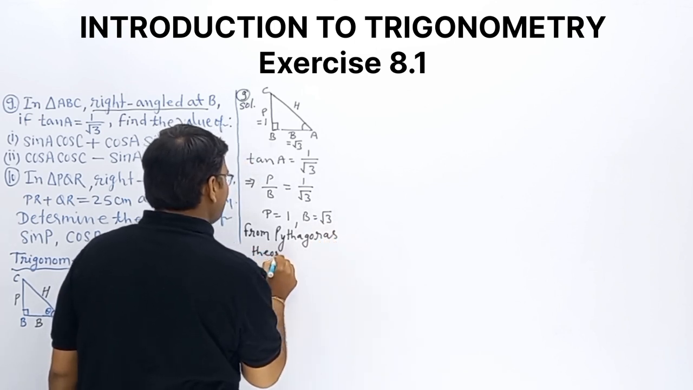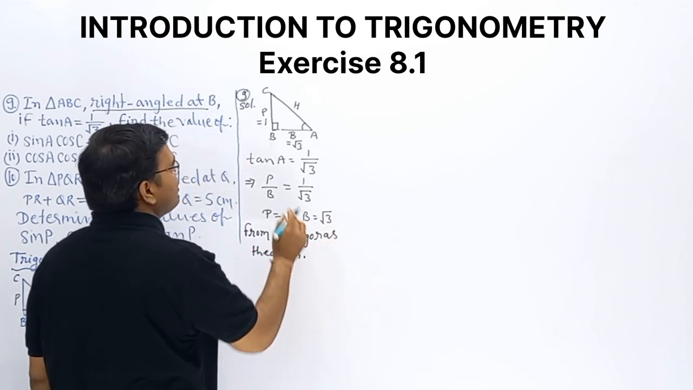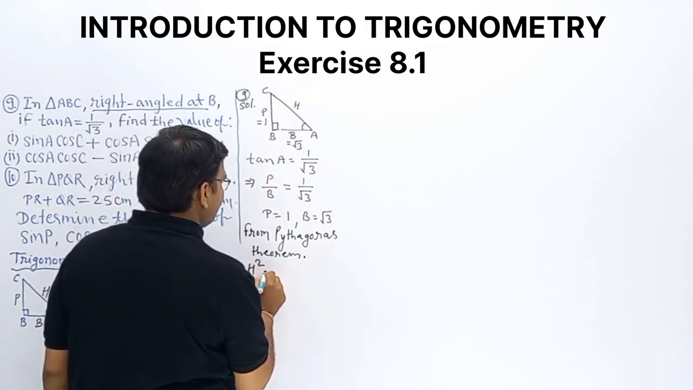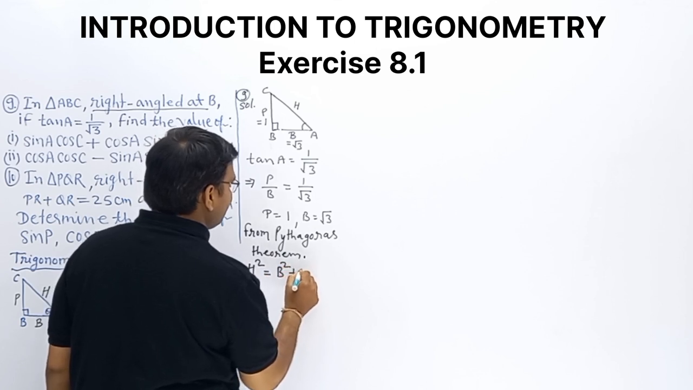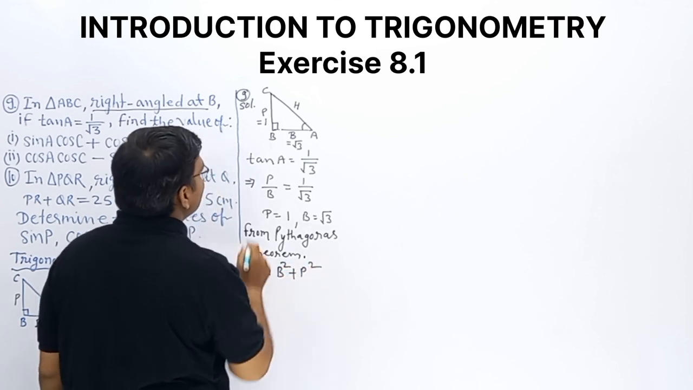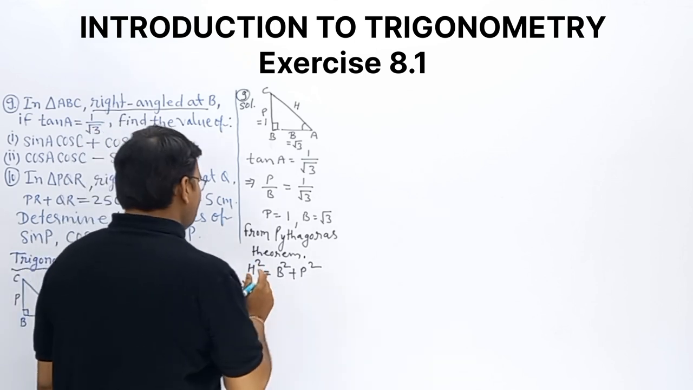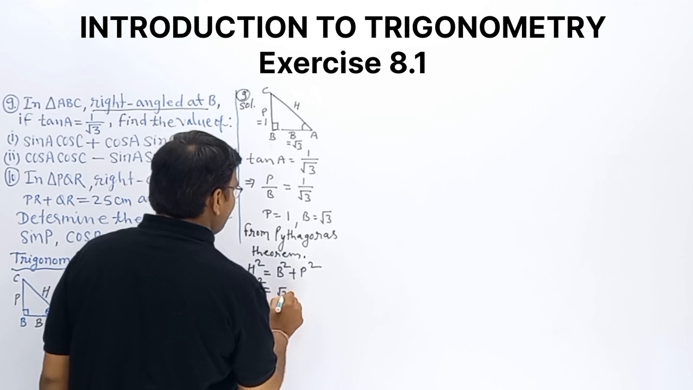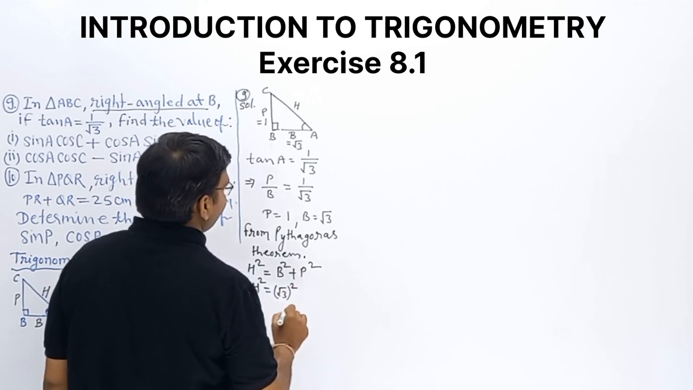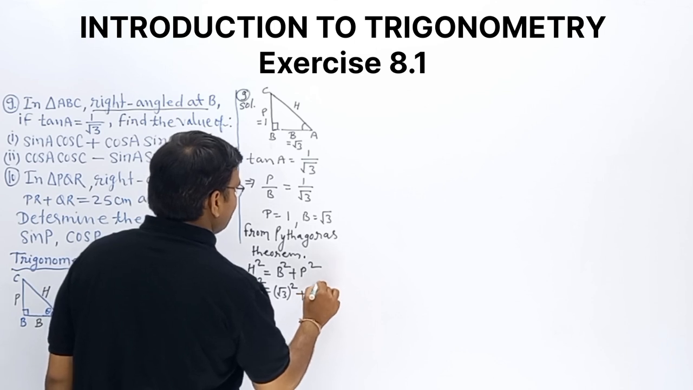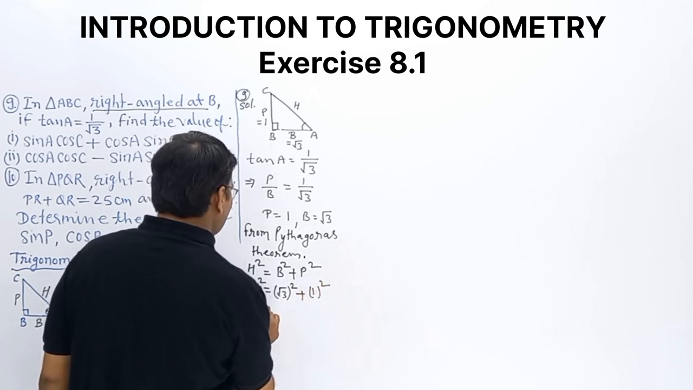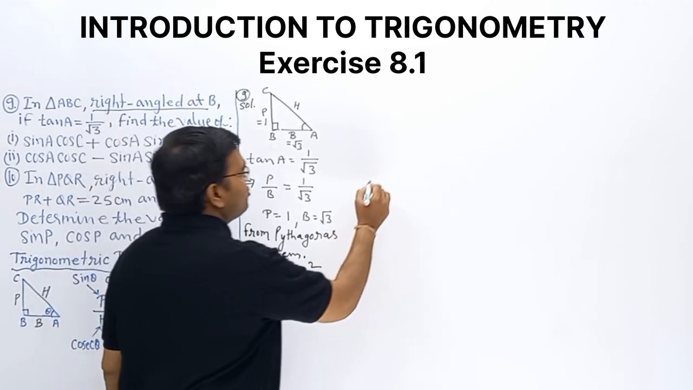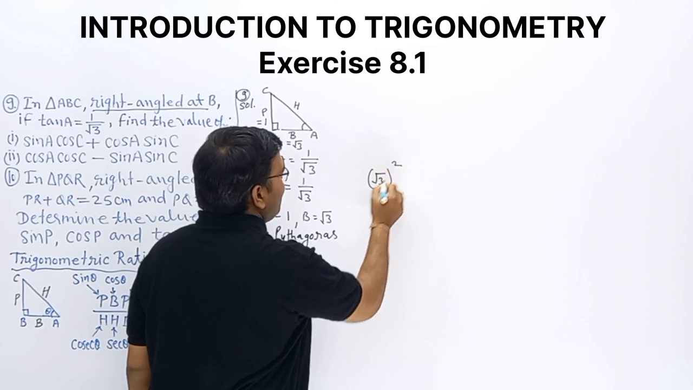And what is the Pythagoras theorem? It gives the relationship between the sides of a right triangle: hypotenuse square equals base square plus perpendicular square. Put the values of P and B in this relation. So H square equals B, square root of 3 whole square, plus P, 1 square. Square root of 3 whole square will be what?